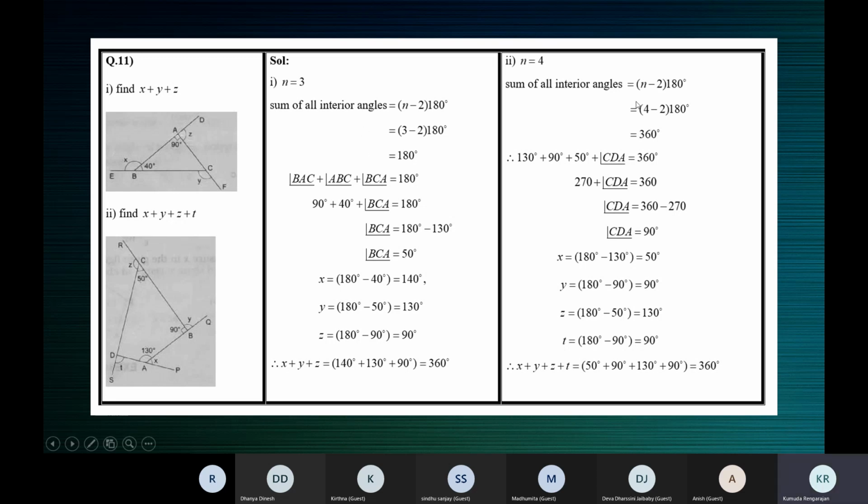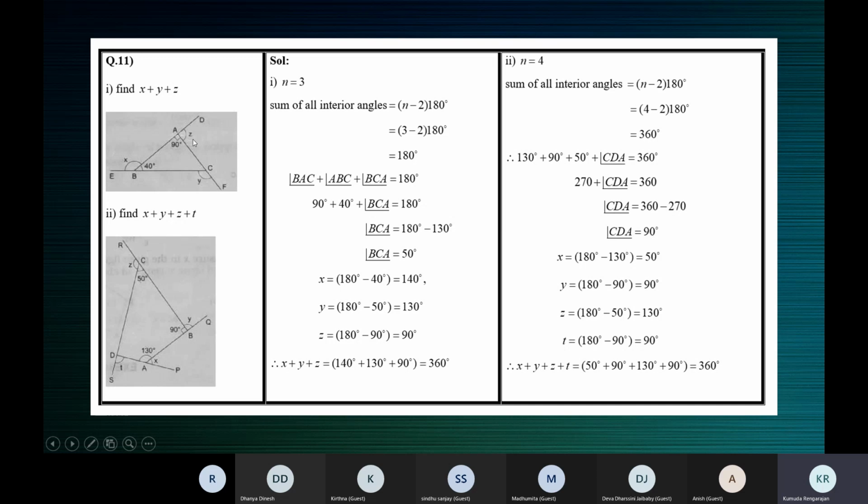So the first step is about calculating the sum of all the interior angles using the formula (n-2) into 180, and then finding the missing interior angle. The missing interior angle in the triangle is 50 degrees. And in the quadrilateral, the missing interior angle, this angle CDA, which we do not know, is 90 degrees.